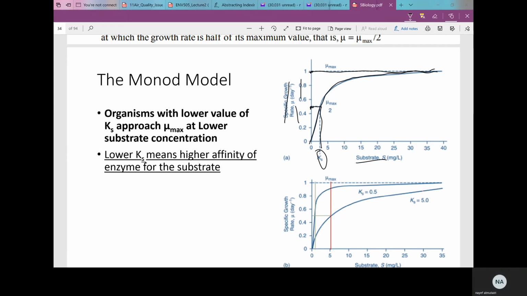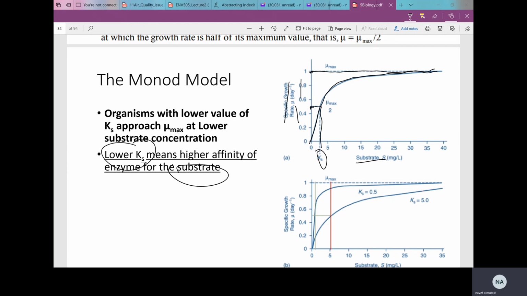Well, now, why do we have to study Ks? Ks is a very important parameter. The lower the value of Ks, we can see that the growth rate will approach mu max at a lower substrate concentration. A lower value of Ks means there is higher affinity of enzymes for substrate, which means that the microorganisms have a great taste for the food, for the organic. So there is greater affinity of the enzymes for the substrate. The substrate is the food that the microorganism will be looking at.